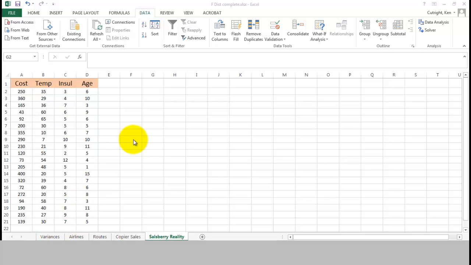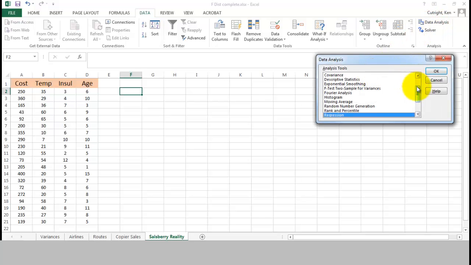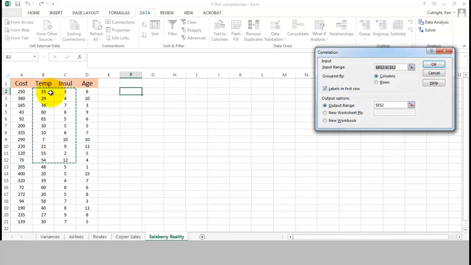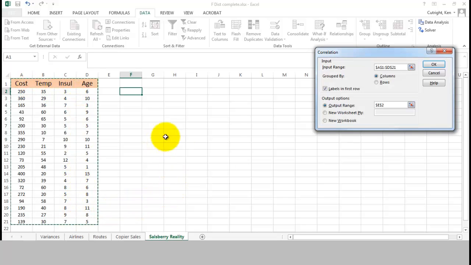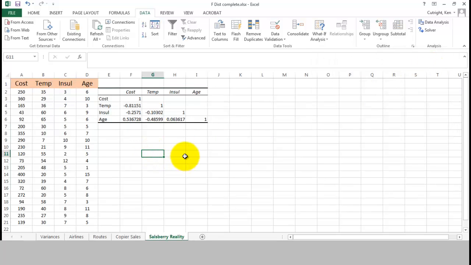Okay, so now I'm back to Excel. I've got the same data we had just a minute ago, and all I'm going to do is run through what we just saw in the PowerPoint slide. So the first thing I'm going to do is go to Data, Data Analysis, Correlation, and just to show you that we get exactly the same data that we had before. And there we go. So this is the same data that we saw just a minute ago. That's how you do the correlation analysis.